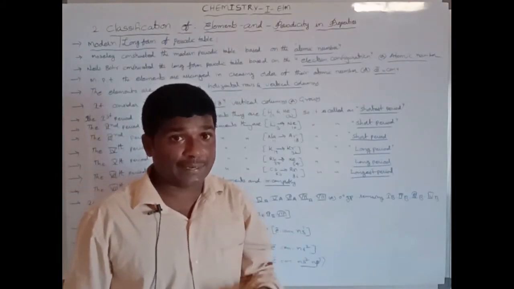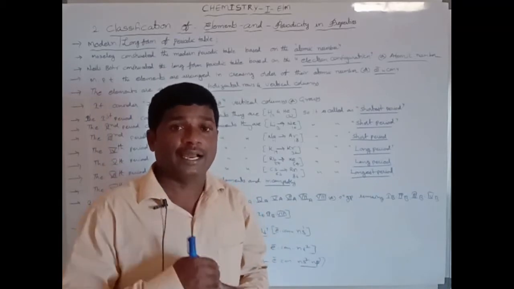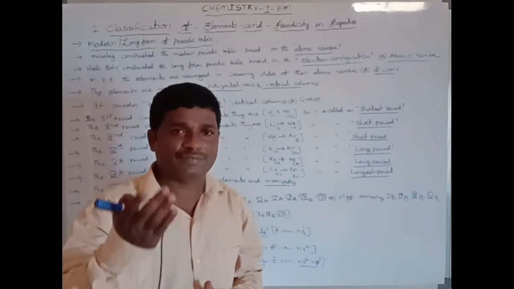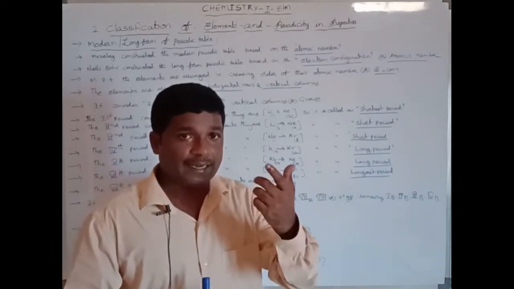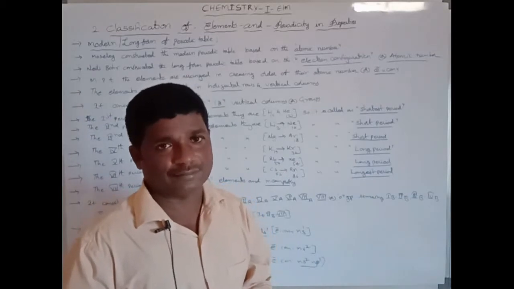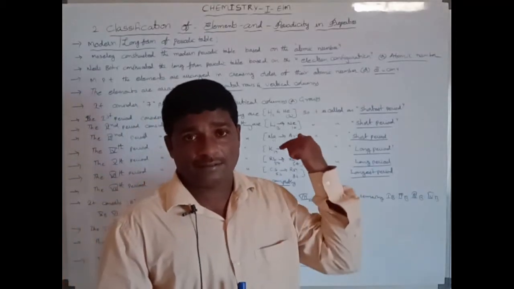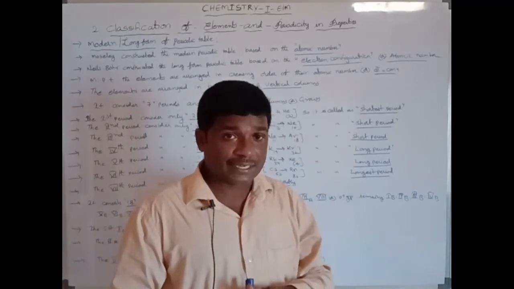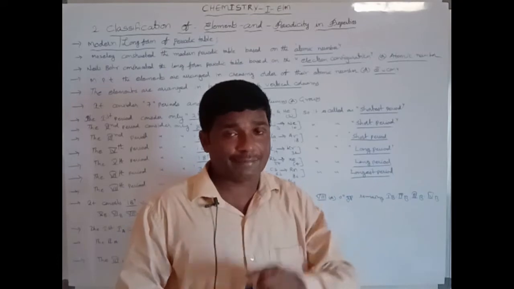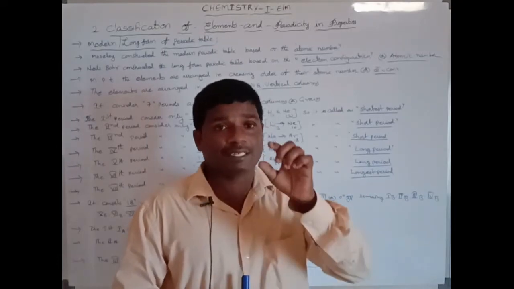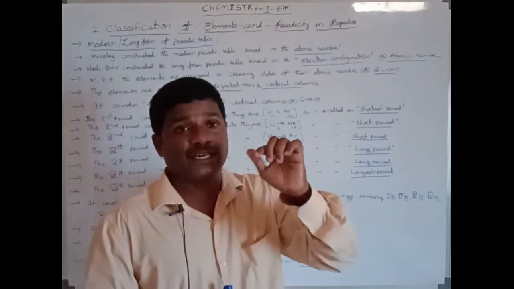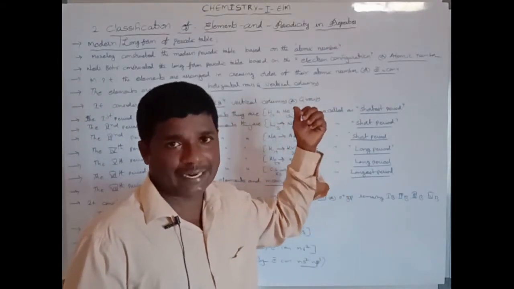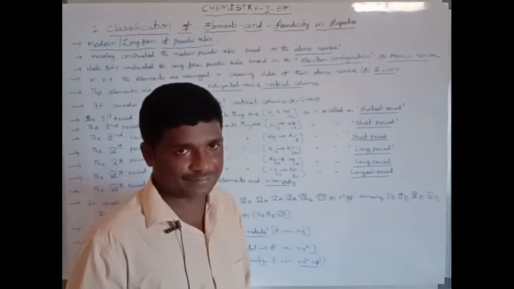What is the Mendeleev periodic law? The physical and chemical properties of the elements are periodic functions of their atomic weight. That is the Mendeleev periodic law. But the modern periodic law, or long form of the periodic law, says that the physical and chemical properties of the elements are periodic functions of their electron configuration.